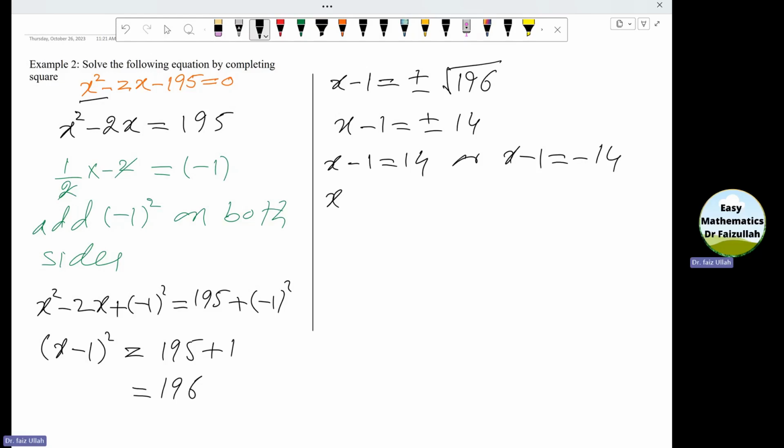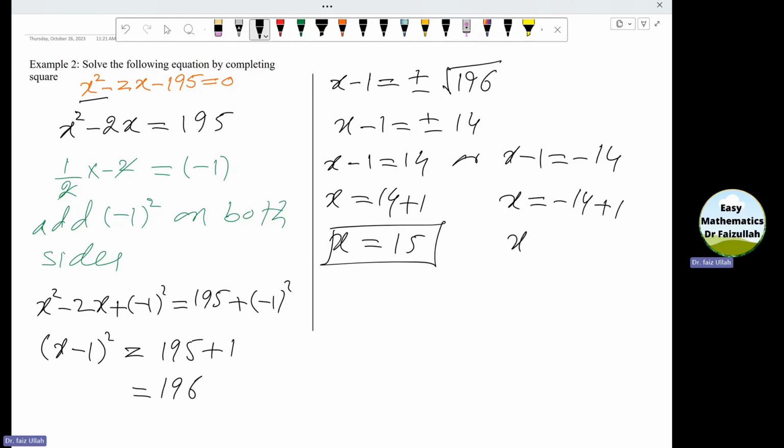To solve the first equation we have x is equal to 14 plus 1, and from this we get one solution, that x is equal to 15. And to solve the other equation we have x is equal to minus 14 plus 1. From this we get another solution, x is equal to minus 13. So the solution set is minus 13 comma 15. That's all.